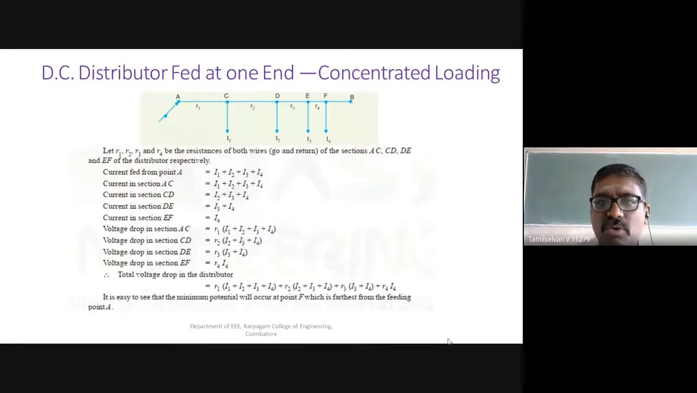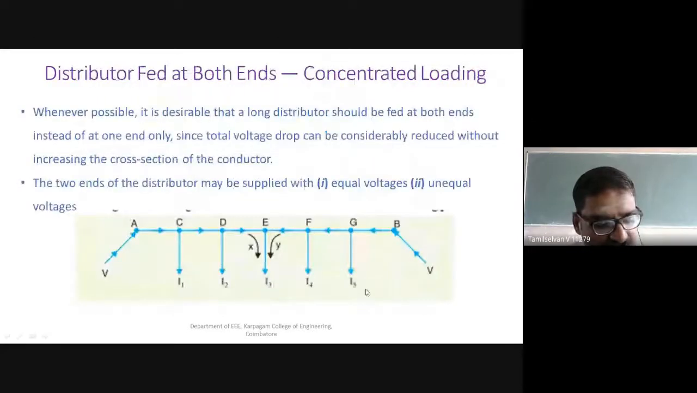Now we'll move to how to analyze the DC distributor fed at one end, both ends, at the center, or as a ring type. How to estimate where the minimum potential point is, or how to calculate the voltage drop in the distributor. We'll see it in today's class. So I'll stop the presentation at this point and move to the blackboard.